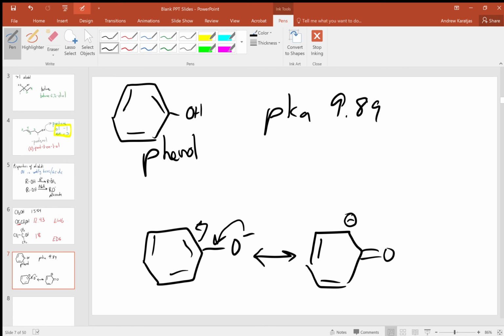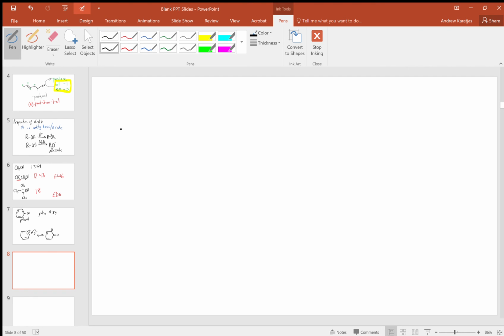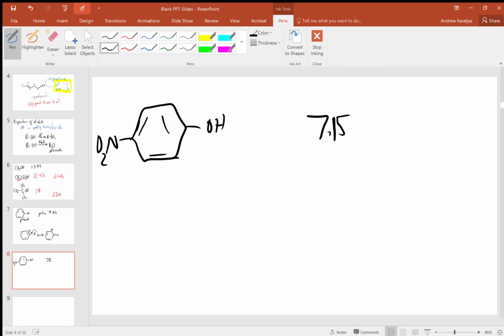From there, we could continue adding groups to the aromatic ring that could have an even bigger effect, or lessen the effect. So two such examples would be the addition of a nitro group. Nitro groups are strongly electron withdrawing and will make this an even better acid. Or an amine.